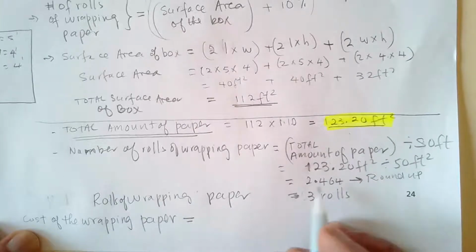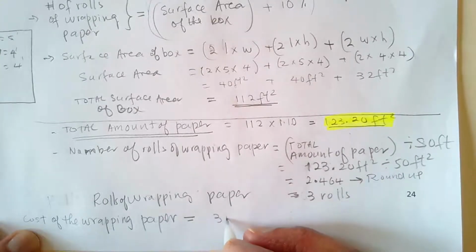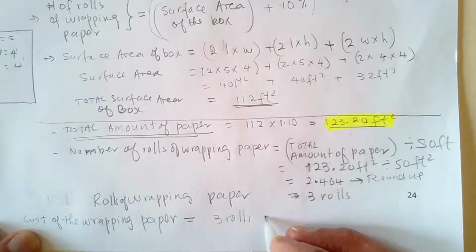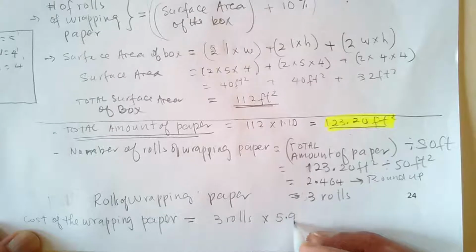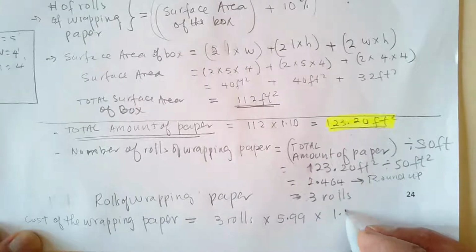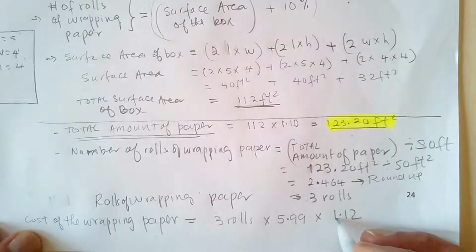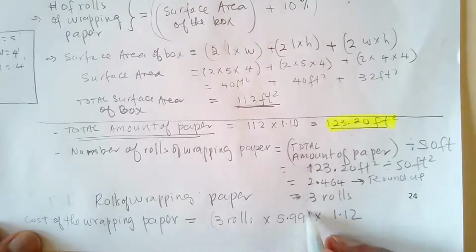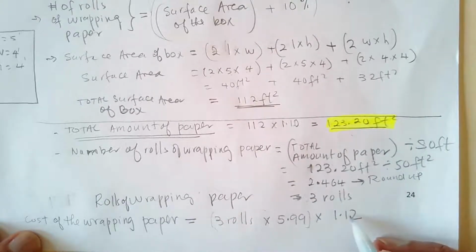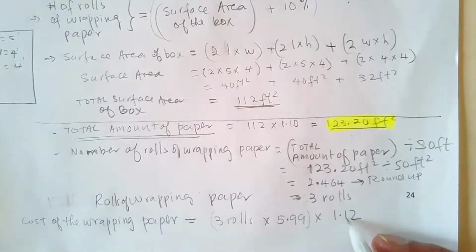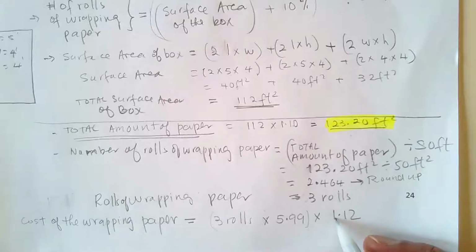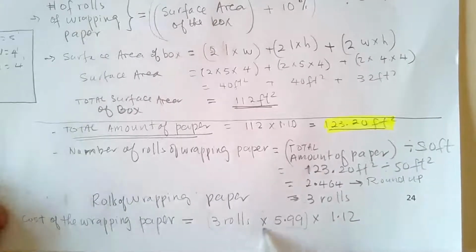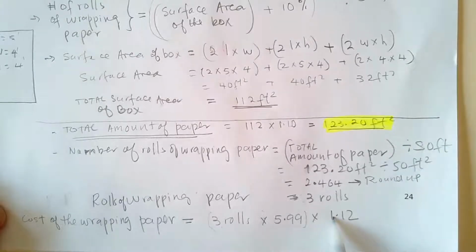The cost is equal to the number of rolls, 3 rolls, multiplied by $5.99, multiplied by your taxes here. Remember, you're multiplying by 1.12 because this part will give you the price for 3 rolls, and then you have to add the taxes to it. The taxes is 12%, which as a decimal is 0.12. The 1 refers to the price before tax. That's why you multiply by 1.12.